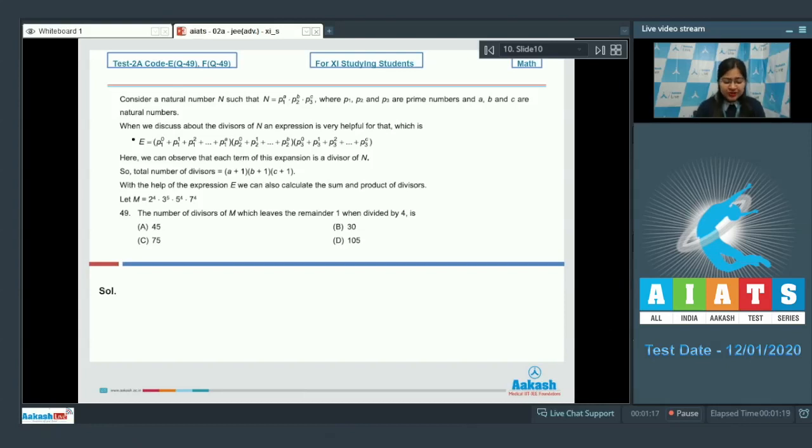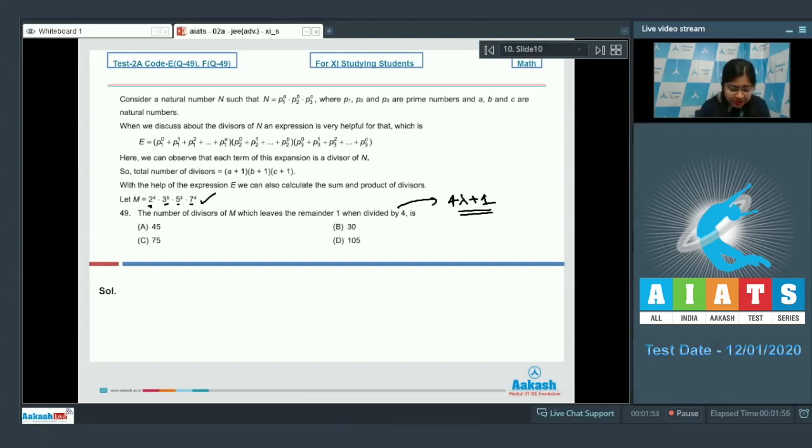So in the question, it is given that n is equal to 2 raised to the power 4, 3 raised to the power 5, 5 raised to the power 4 into 7 raised to the power 4. So these are already prime numbers. So question number 49 says that the number of divisors of n which leaves the remainder 1 when divided by 4. That is, we need divisors of the form 4 lambda plus 1, because if the divisor is of the form 4 lambda plus 1, then it will leave the remainder 1 when it is divided by 4. I hope this is clear.